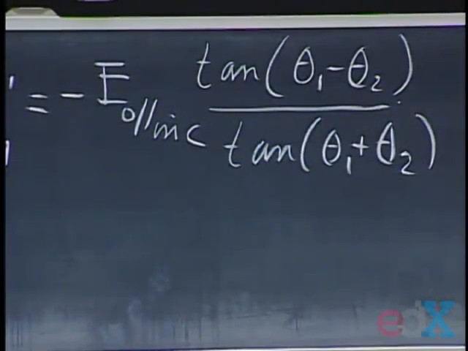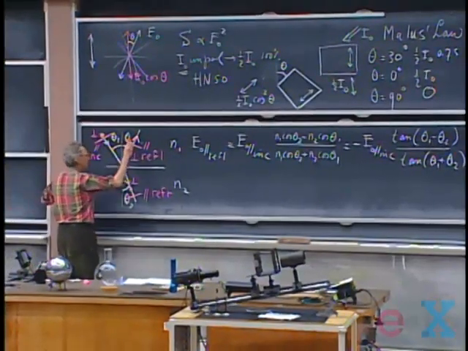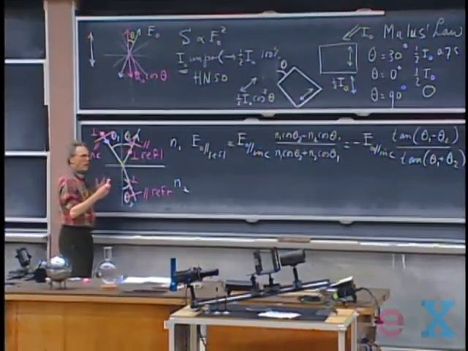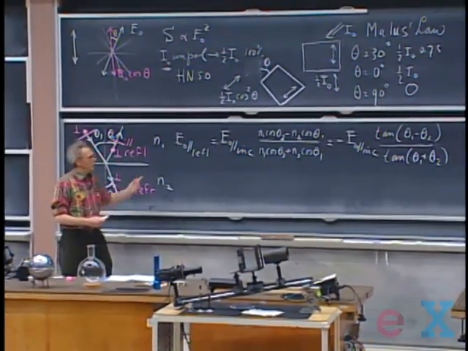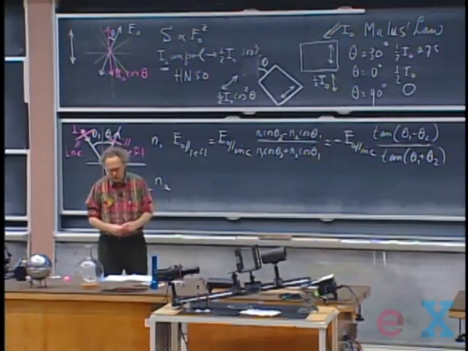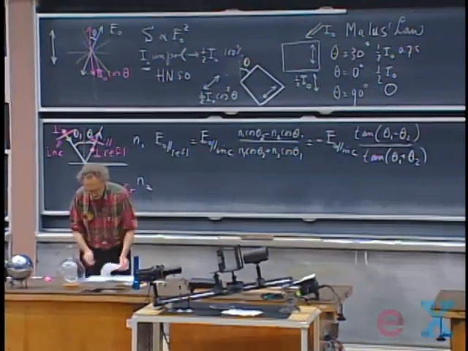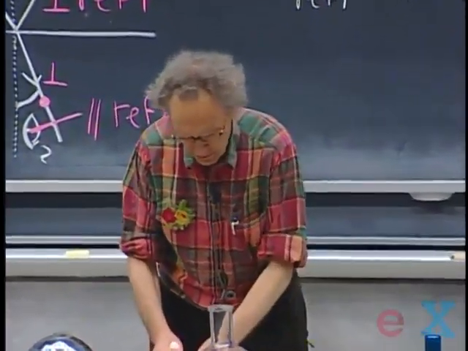Keep in mind, if you're ever interested in the intensity of this light, then you must always remember that the Poynting vector is proportional to E zero squared. So you always have to square these numbers when you're interested in light intensity. This is just the strength of the E vector.